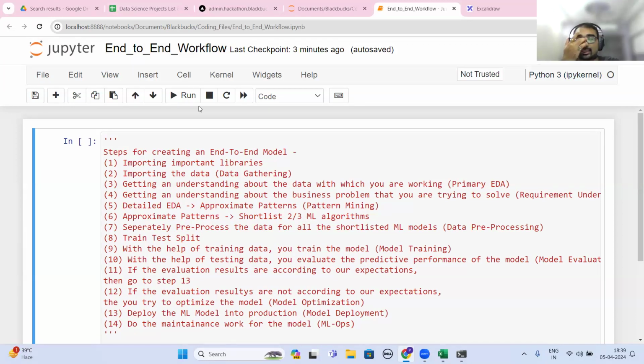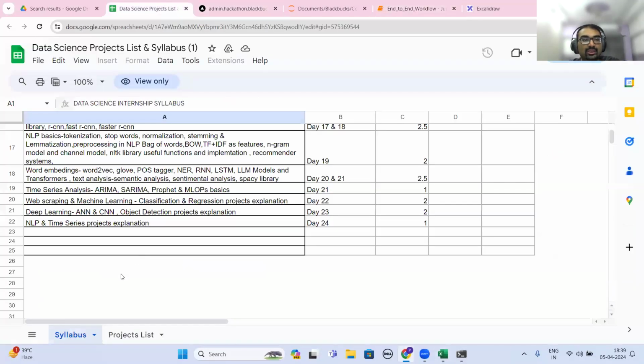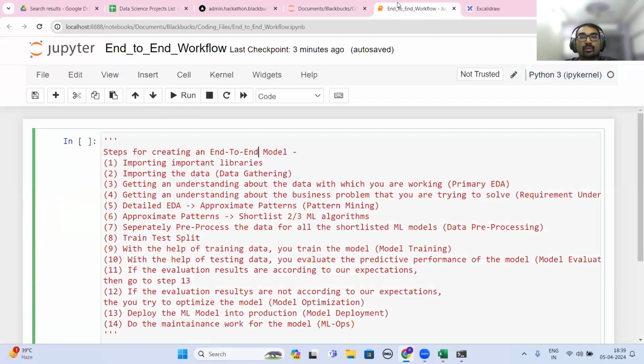After this is done, the next thing I want all of you to understand is that there is a list of projects, and what we are going to discuss today is NLP and time series problems. If you are working in the finance industry or anything related to that, then I think this is something that would be very trendy for you.